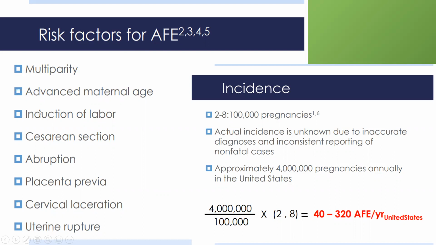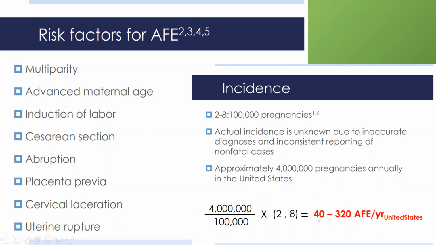And if women are encouraged by their provider to be induced, then in order for them to give informed consent, they need to know that it is a risk factor for amniotic fluid embolus. I dare say that's not happening in a good majority of the cases. Cesarean section is a risk factor, abruption, placenta previa, a cervical laceration, and a uterine rupture.